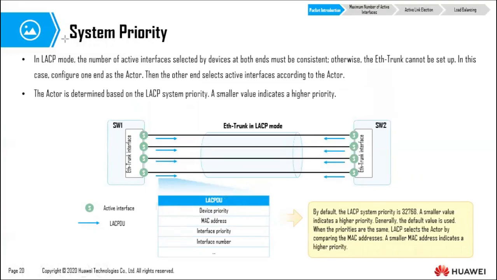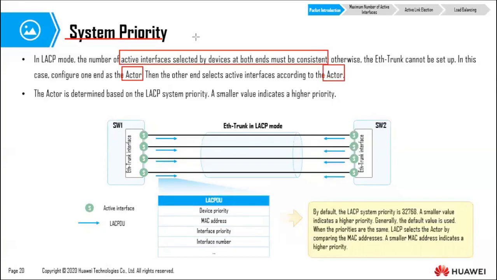So let's begin with the system priority. The number of active interfaces selected by devices at both ends must be consistent. Otherwise, the Ethernet trunk cannot be set up. So in this case, configure one end as the actor. Actor means you're the president. You're the one that will control the communication, because we want to ensure that the number of active interfaces is the same on both ends. Then the other end selects active interfaces according to the actor.